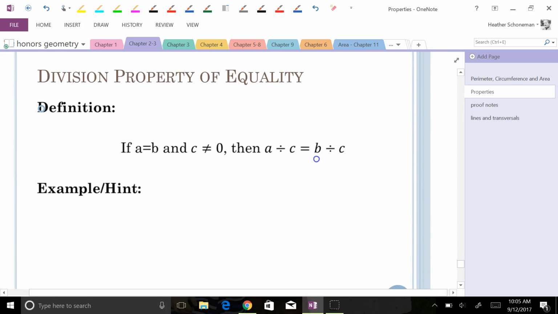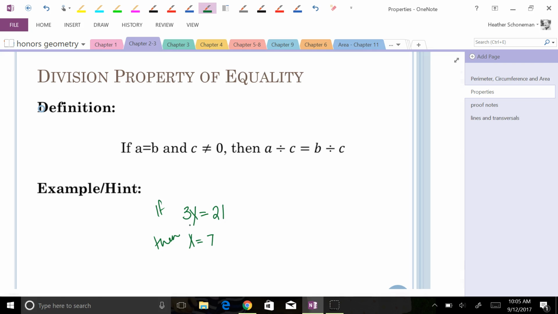Last but not least is the division property of equality. This division property of equality is the exact same as we've done before, except C can't be 0, so we can't divide by 0. So if we have 3x equals 21, we can say x equals 7, because we divided both sides by 3.